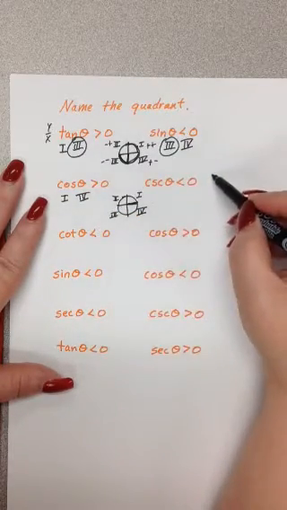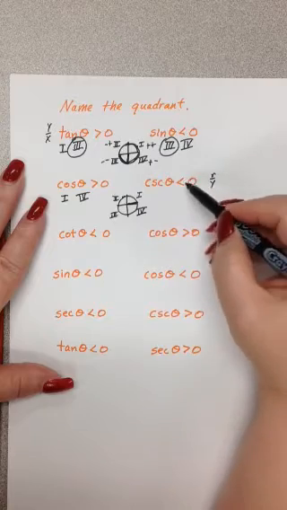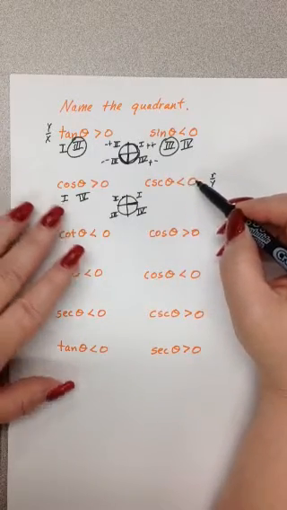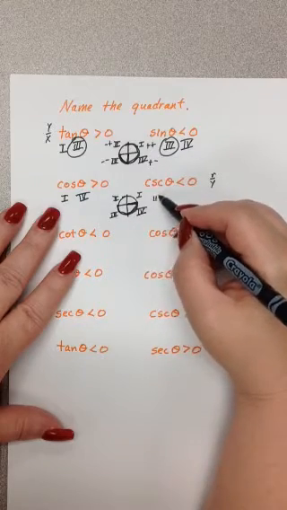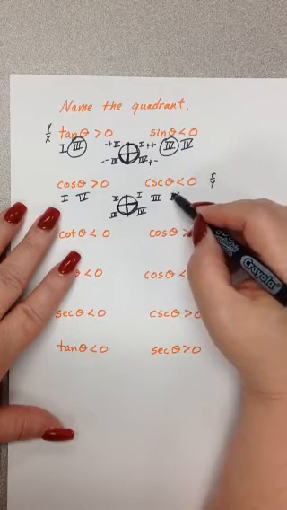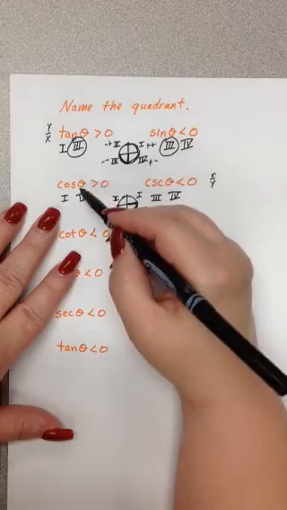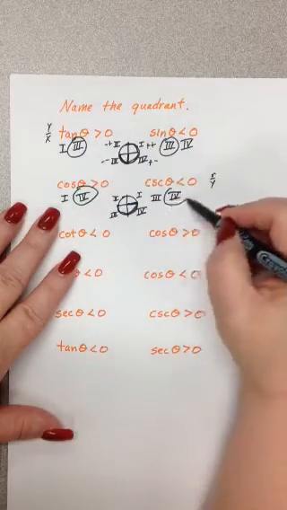Cosecant, remember, is r over y, so it's going to be less than 0 everywhere y's are negative. Y's are negative in the bottom hemisphere, and that's quadrants 3 and 4. And so it looks like the overlap is quadrant 4.